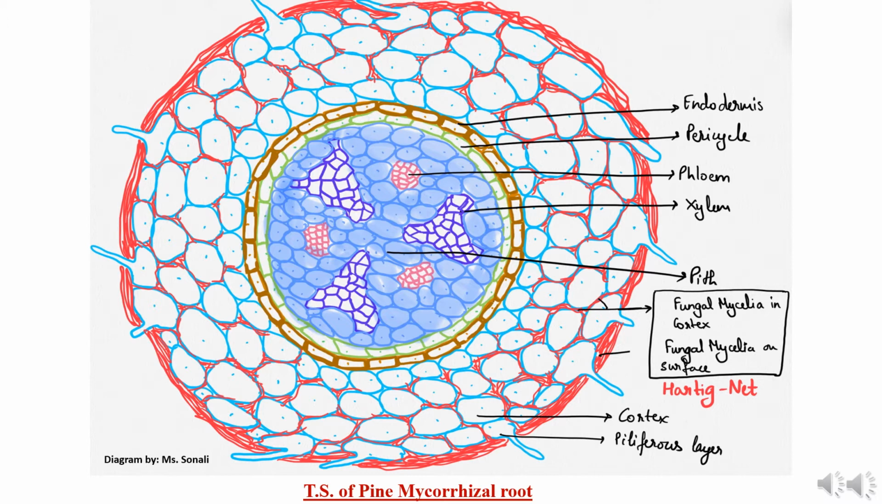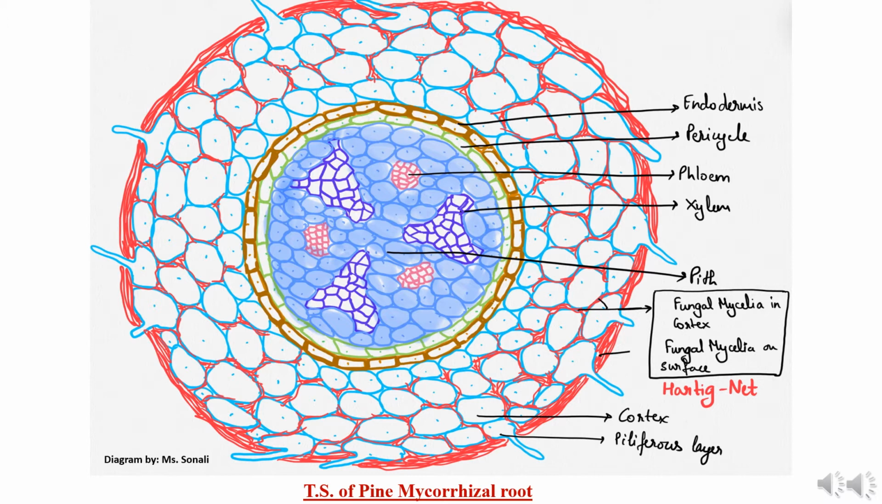outside. You can see in the diagram red thread-like structures represent the fungal mycelium and they extend to the cortex region. Endodermis is present, followed by a pericycle layer. In the central region, simple vascular bundles are present, arranged radially with a central pith.